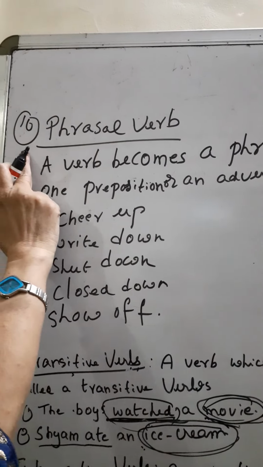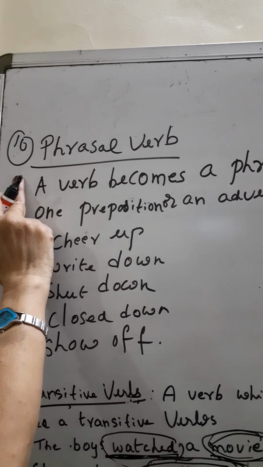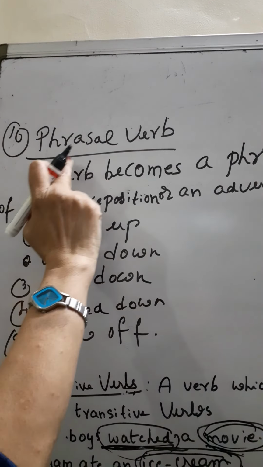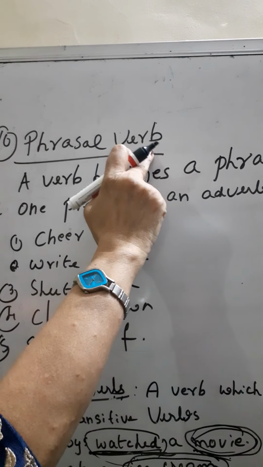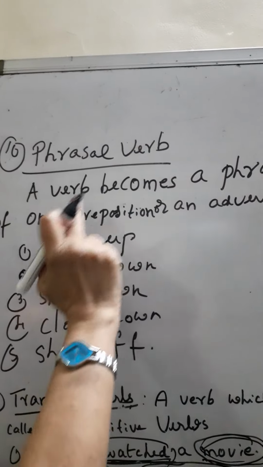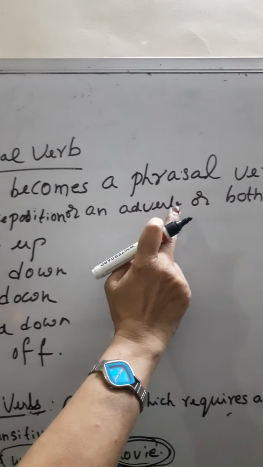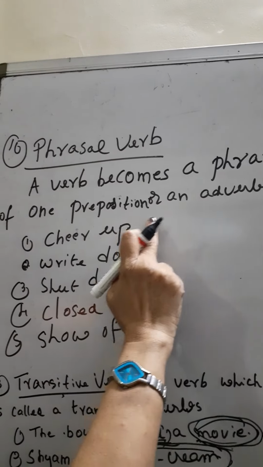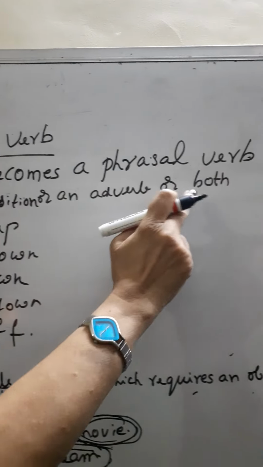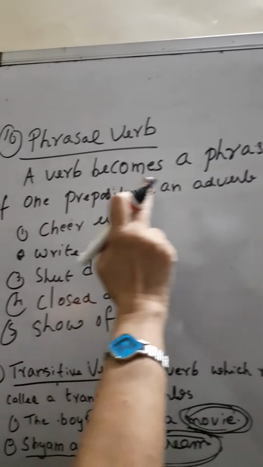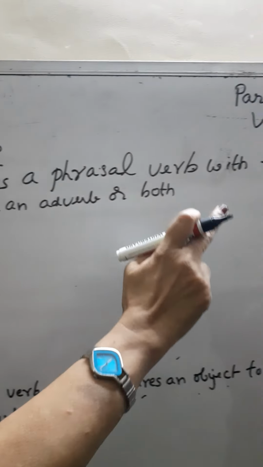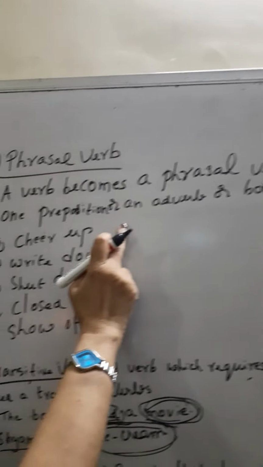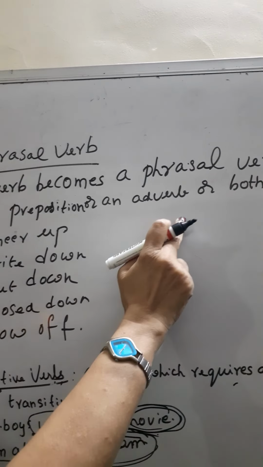Now our last kind of verb is phrasal verb. A verb becomes a phrasal verb with the addition of one preposition or one adverb or both.